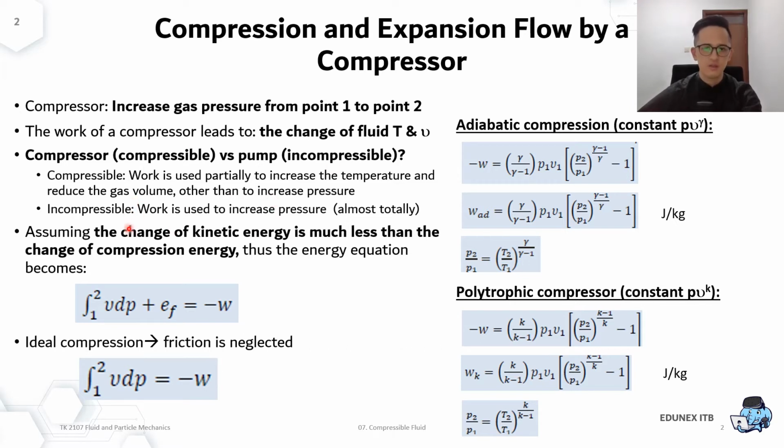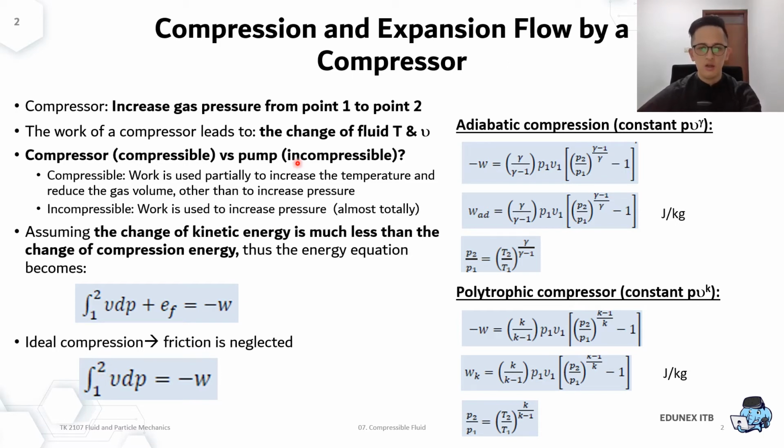Assuming the change of kinetic energy is much less than the change of the compression energy, the energy equation for a compressor can be expressed as integral VdP plus EF, or the friction, equal to the work of the compressor. For the ideal compression, where the friction is neglected, the work is equal to the integral of V dP. But again, you have to remember that the volume and the density will change along the way during the compression process. That's why it becomes more complex.